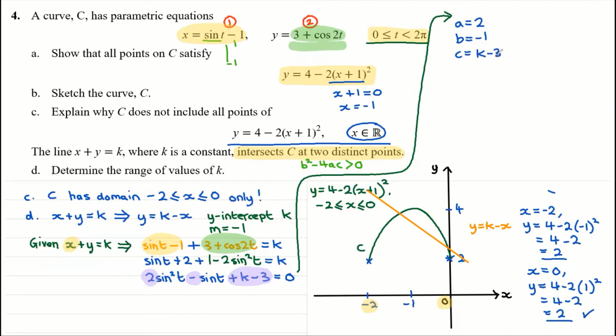And we know the discriminant has to be positive because it has to intersect twice. So b squared subtract 4ac has to be positive. Just partition that off. So that means that -1 squared subtract 4 lots of 2. I've not left myself enough space there. I will have to drop down a little bit further.